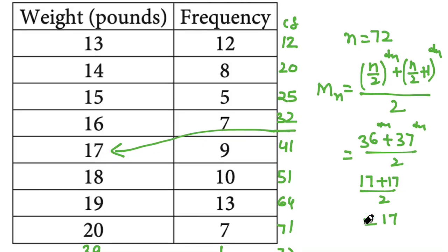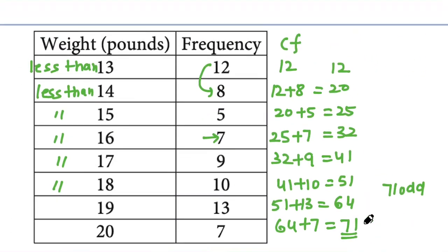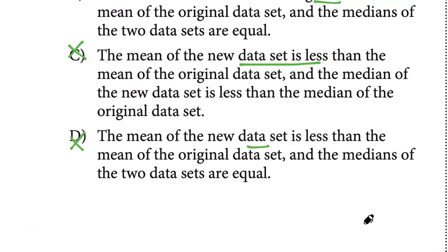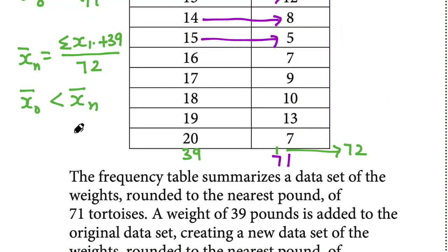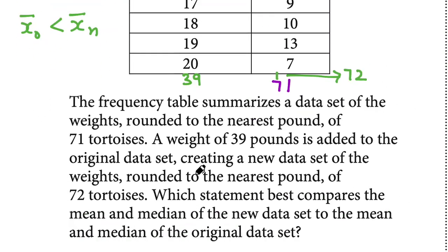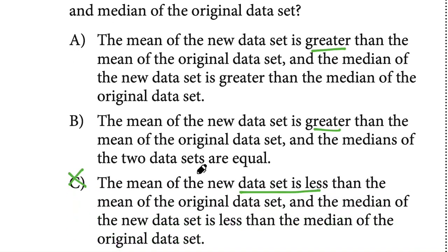Now in this case, the median is the same in both cases, but the mean is showing this relation. So let's see the options. The mean of the new data is greater than the mean of the original data set, and the median of the new data set is greater. No, it's not greater, it's equal. Let's see here. The medians of the two data sets are equal. So B is the right option, right?